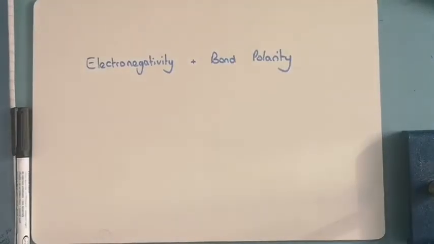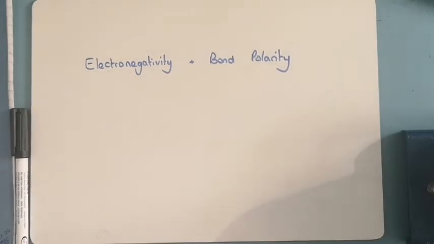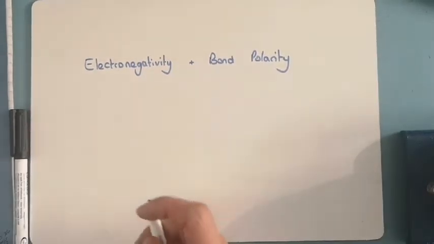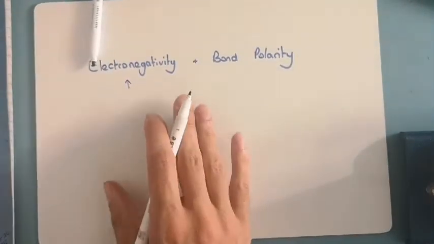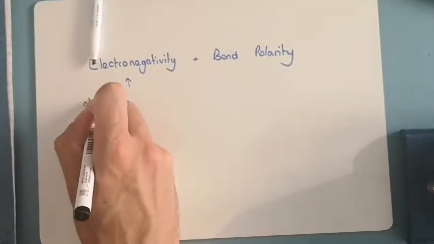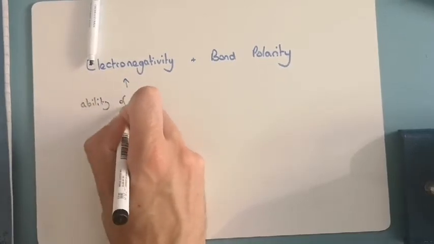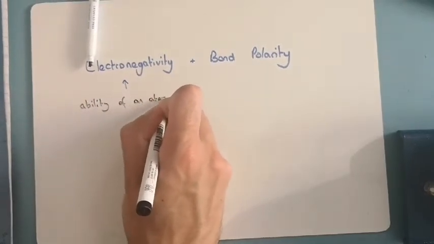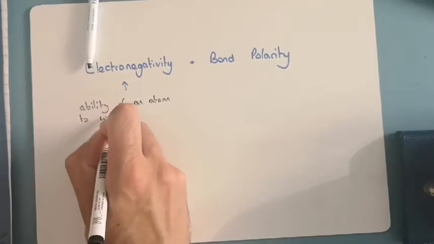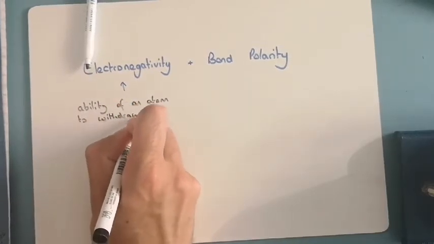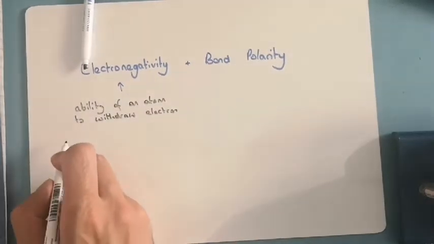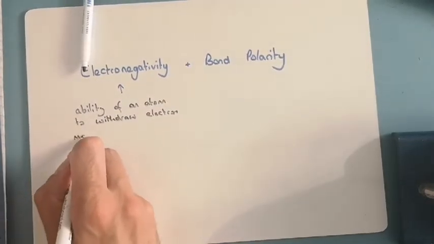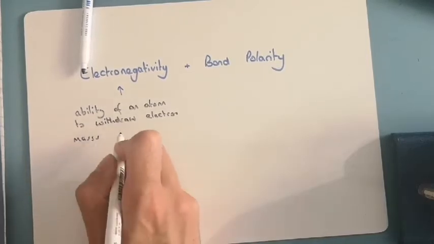Hi, welcome to this video on electronegativity and bond polarity. So electronegativity, we just start with a definition. This is the ability of an atom to withdraw electron mass in a covalent bond.